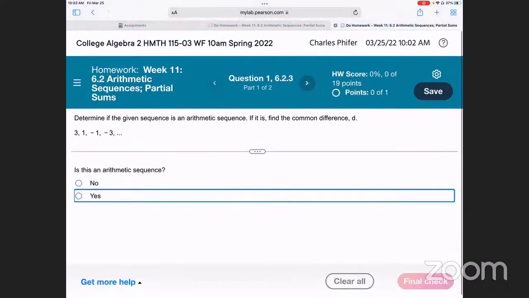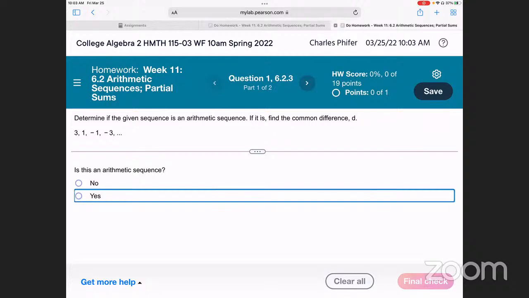Okay. So this first question comes from section 6.2, question number 3 from the back of this section. It says, determine if the given sequence is an arithmetic sequence. If it is, find the common difference. The first type of sequence that we've discussed was the arithmetic. Basically you have some initial term, and then we're adding the same thing each time to each term.